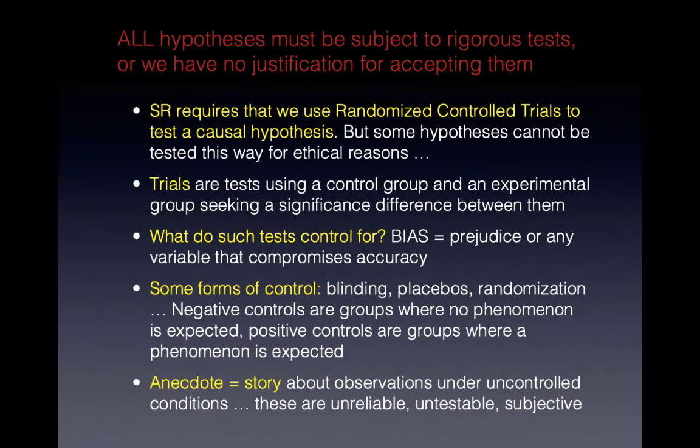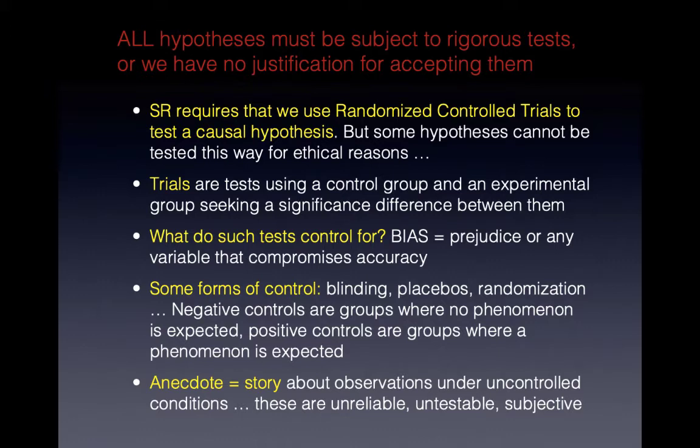All hypotheses must be subject to rigorous tests, or we have no justification for accepting them. Scientific reasoning requires that we use randomized controlled trials to test a causal hypothesis. But some hypotheses cannot be tested this way for ethical reasons. I'll say more about this when we look at some of the short videos I have for you. Trials are tests where you have a control group and an experimental group, and you're looking for a significant difference between them. Now, what do these tests control for? When we say control, what do we mean?